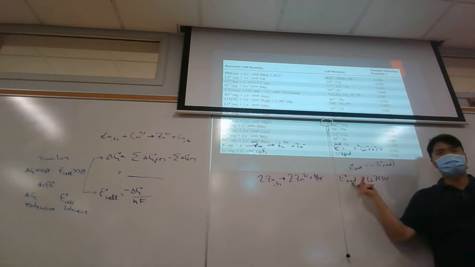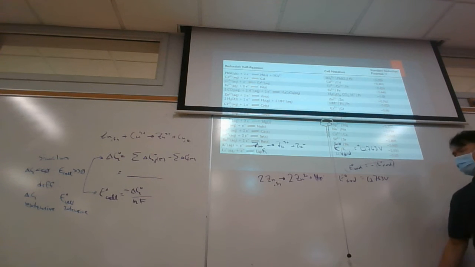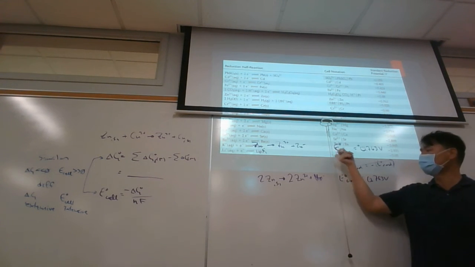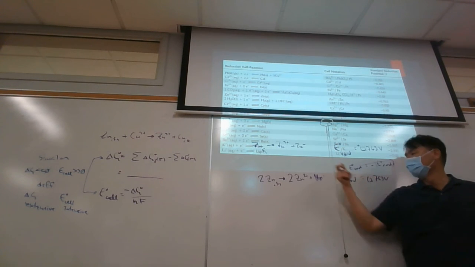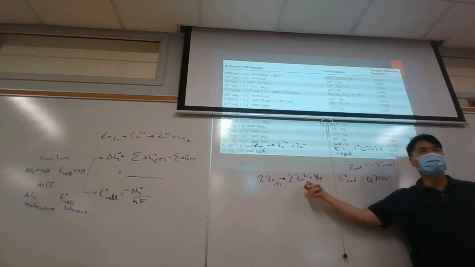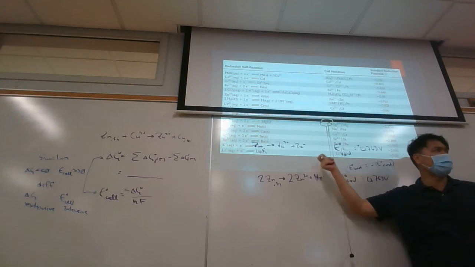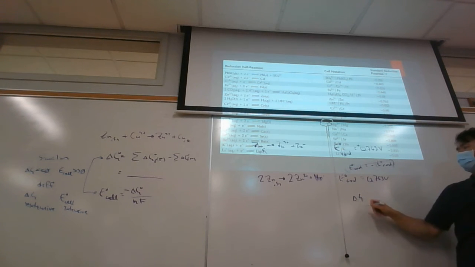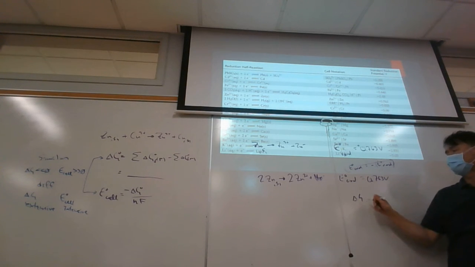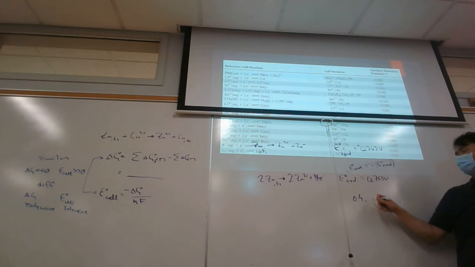What about the delta G's? Would the delta G's for these two be the same? No, the delta G tells us the amount of energy, and they're going to be different. The other thing is, did the concentration change? Under standard conditions, this is 1 molar. Under standard conditions, this is also 1 molar. And so the potential doesn't change. The delta G's are different. So delta G for the second one is 2 times delta G for the first one.